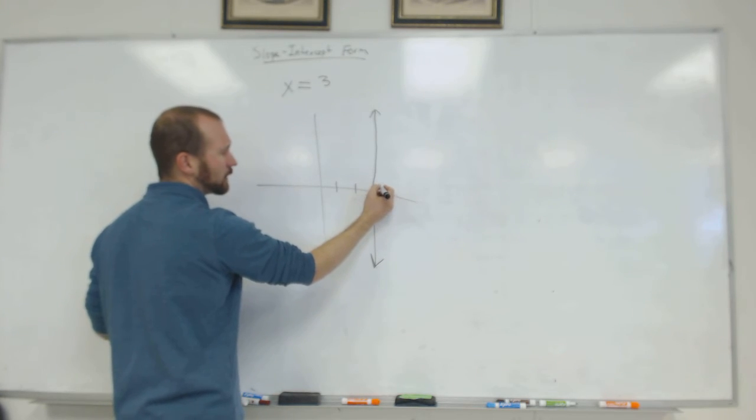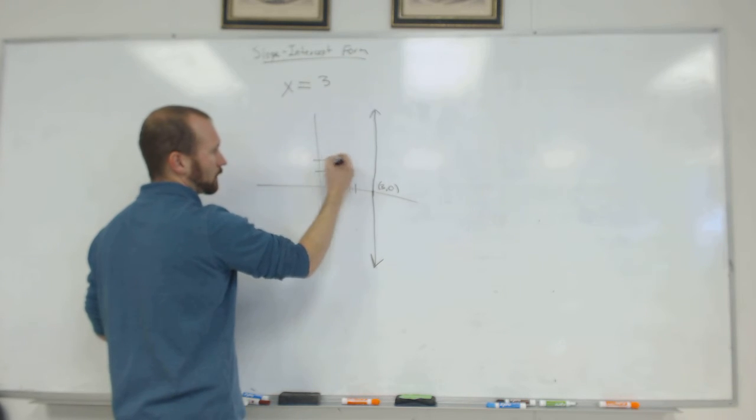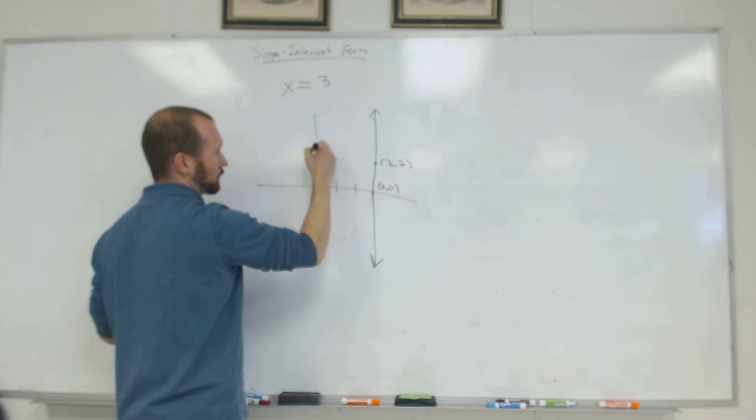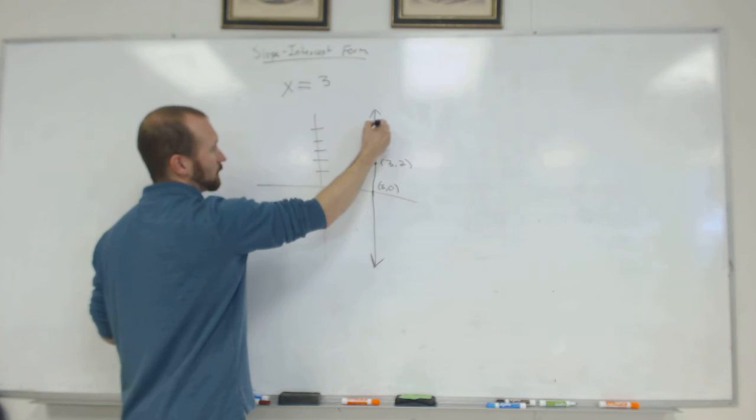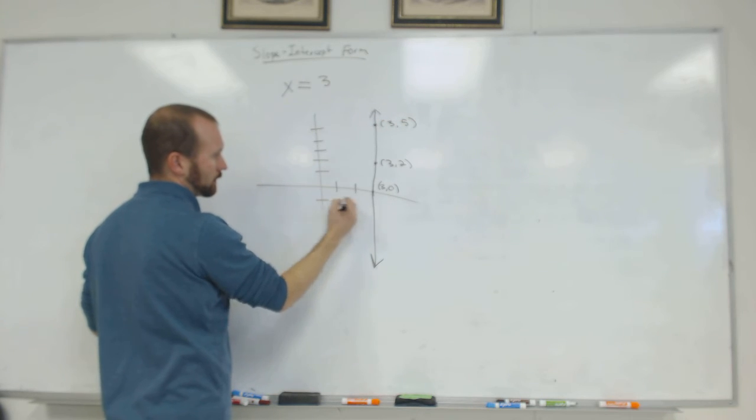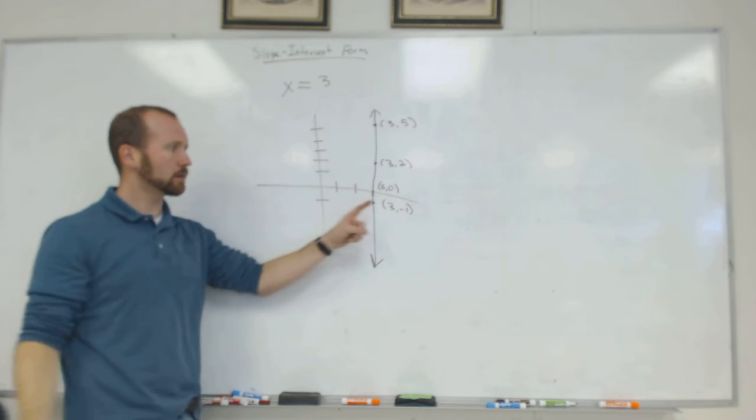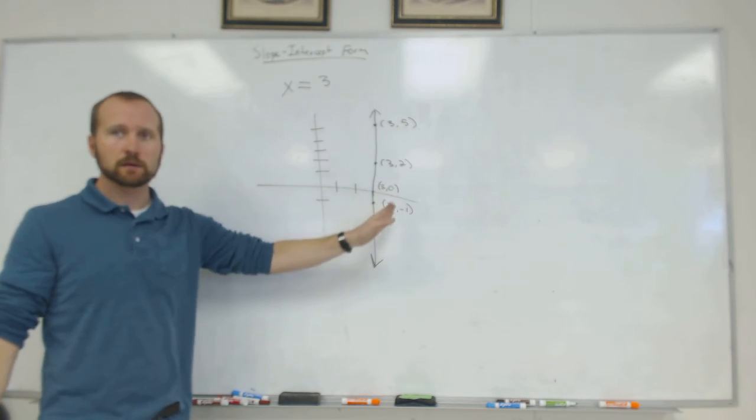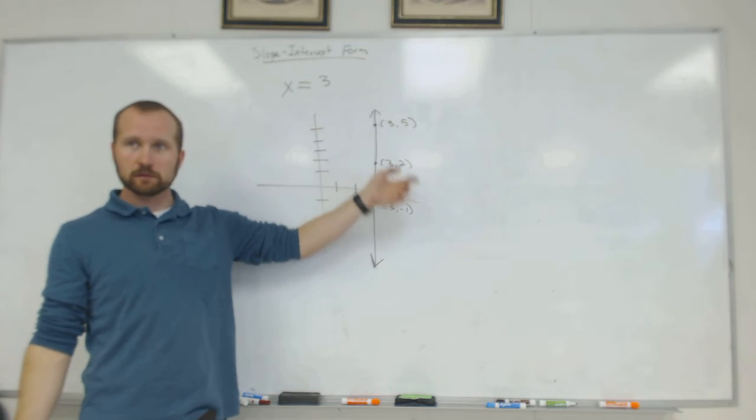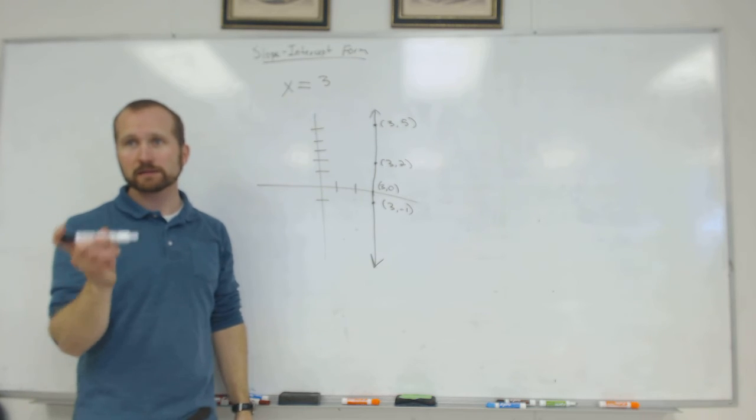So this point here is (3, 0). This point right here is (3, 2). This point right here is (3, 5). This point right here, (3, negative 1). All of these points, x is 3. But y doesn't have to be anything. It can change, right? The slope is undefined.